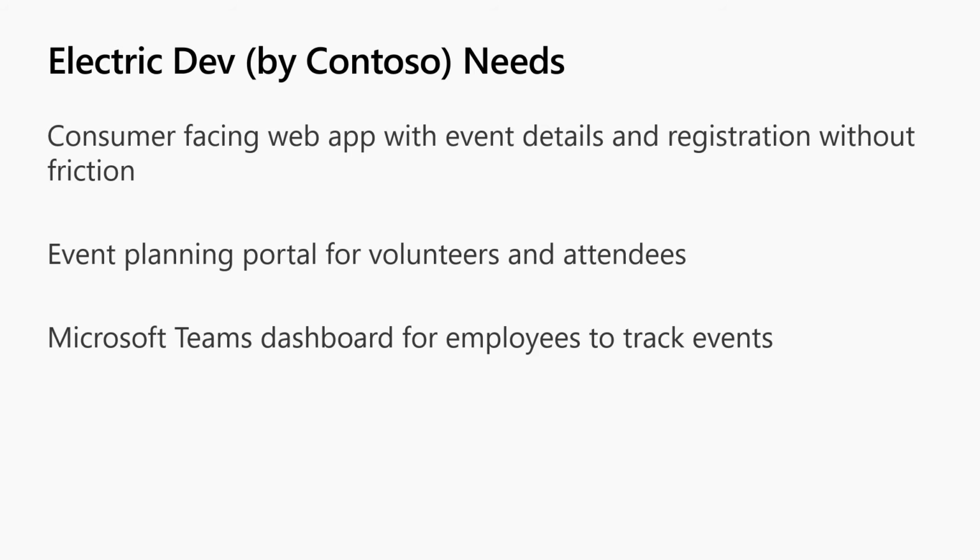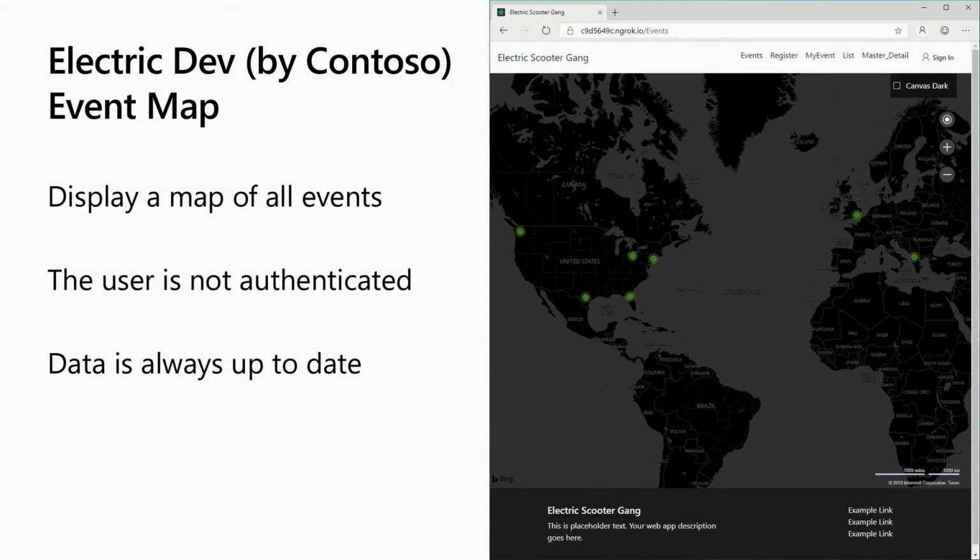Second, they want to provide a portal for event leaders to be able to organize the event, or even event attendees to be able to manage their events. And finally, they want to provide an experience for their employees, the Electric Dev employees, to be able to manage all the events inside of Microsoft Teams, where they spend the majority of their time.